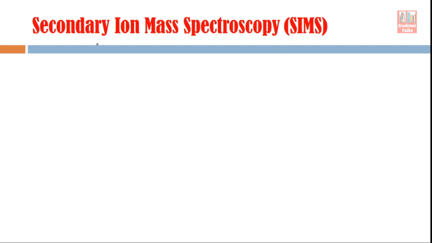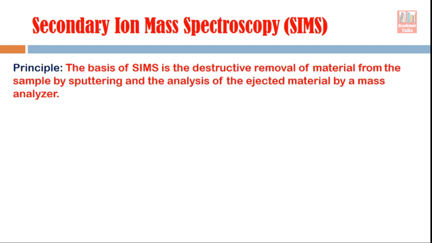SIMS, the full form is secondary ion mass spectroscopy. If we talk about the working principle of this technique, the basis of this technique is a destructive removal of material, right? It is a destructive removal of material from the sample by sputtering and analysis of the ejected material by a mass analyzer.